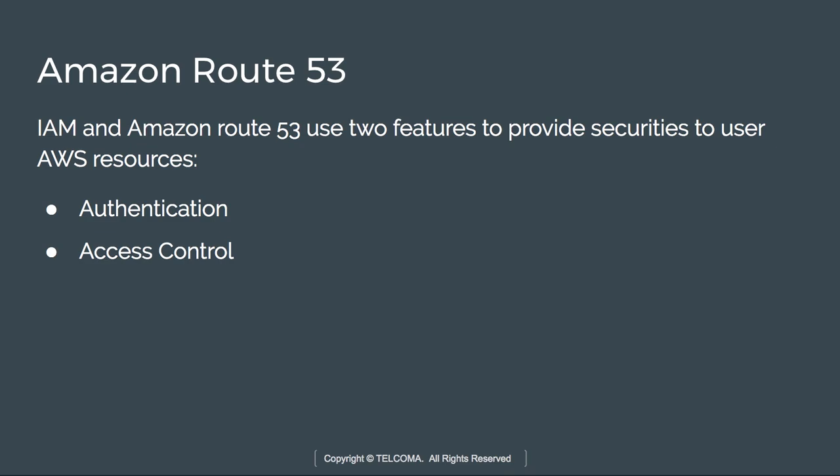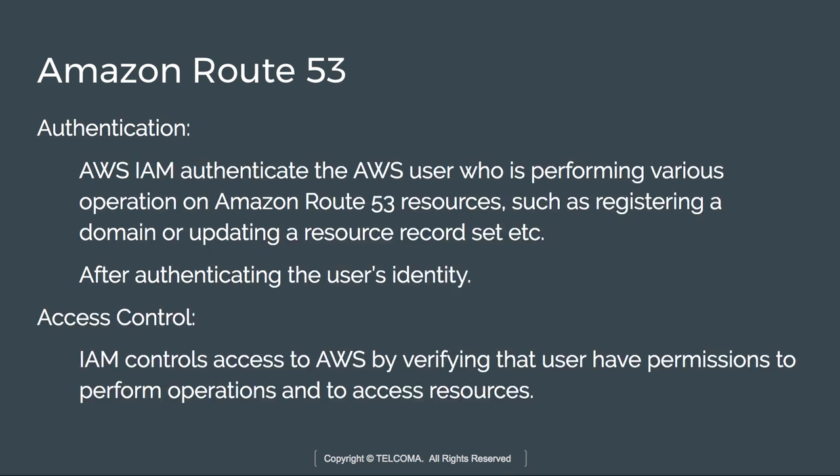IAM and Route 53 use two features to provide security to users. First are authentication and access control. Authentication: if you are using the Amazon Route 53 console, you authenticate your identity by providing a username and password. If you are accessing Amazon Route 53 programmatically, your application authenticates your identity for you by using access keys or by using a sign-in request.